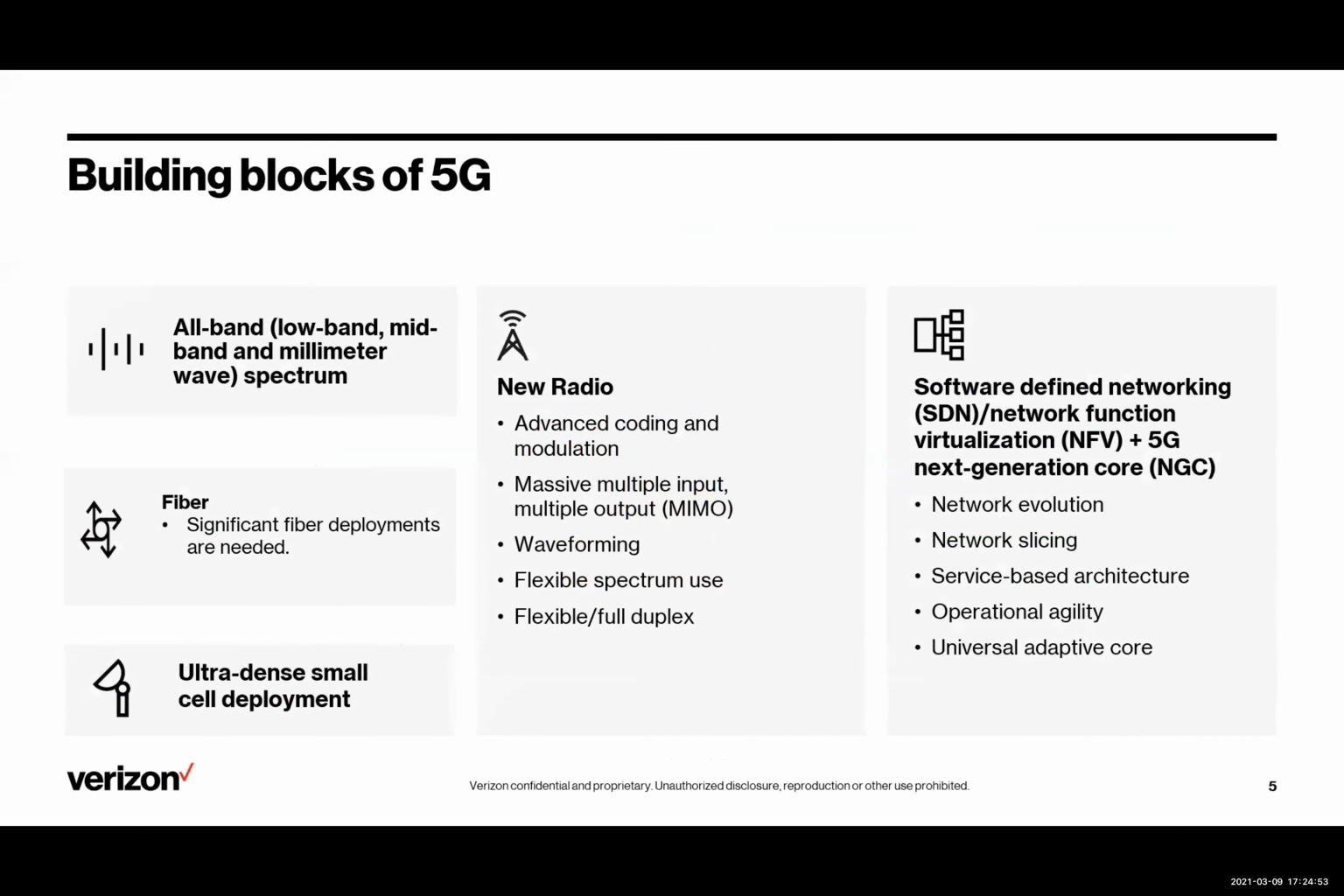So the key building blocks, depending on which country, which situation, where you are, there are different options: low band, mid band, and high band spectrum. That's the first component. You need the fiber, which is for the backhaul, and then you have small cell deployments and the new radio, and then you have the integration with software-defined networks and network function virtualization. So these are the core components of 5G that are a very important part of this architecture.